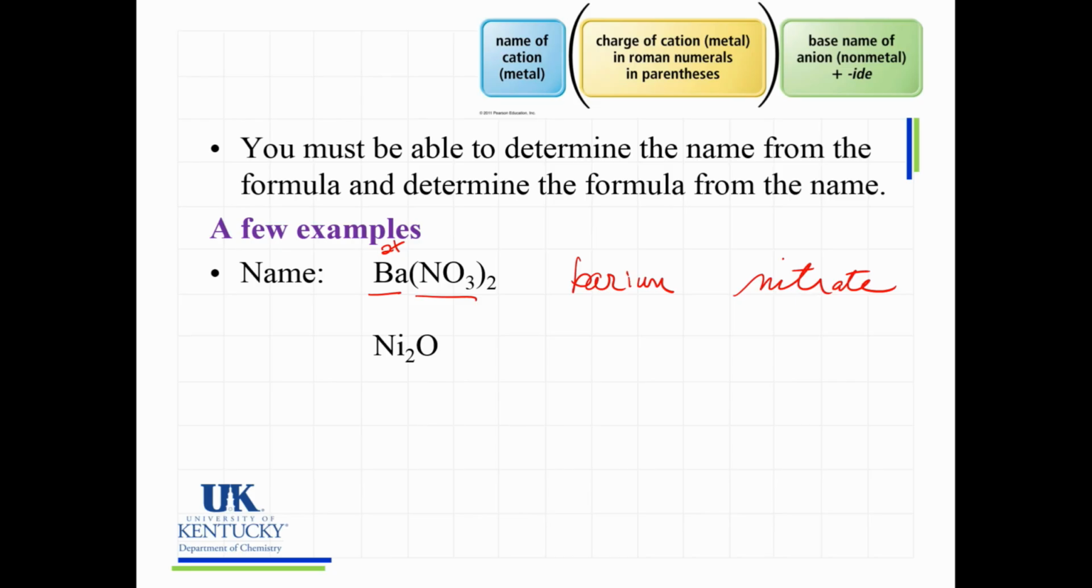Okay, so let's go to the second one. The metal is nickel. So we write that. The nonmetal is oxygen, but it's an ion, so it gets an IDE ending, so it's oxide. Now I've left room for a Roman numeral if I need one. Now as I go to the periodic table, let's talk about the ones that don't need it. The 1A metals are always +1 in a compound. The 2A metals are always +2. They don't need it.